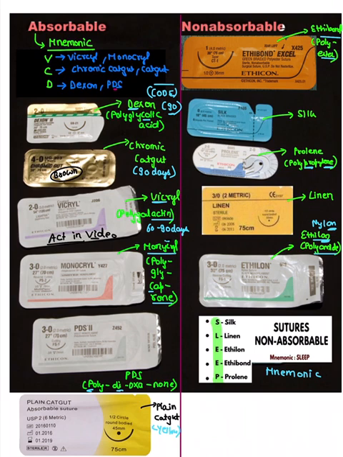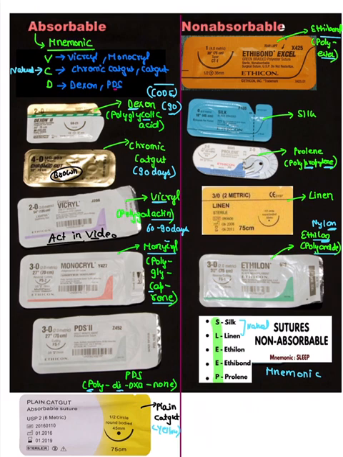Now coming to the natural and synthetic ones. In the absorbable group, the catgut is the natural one. All the other 4 are synthetic absorbable. Now coming to the non-absorbable. The first 2, silk and linen, are the natural ones. And Ethilon, Ethibond, Prolene are all artificial, meaning synthetic. So I think this helps you identify.